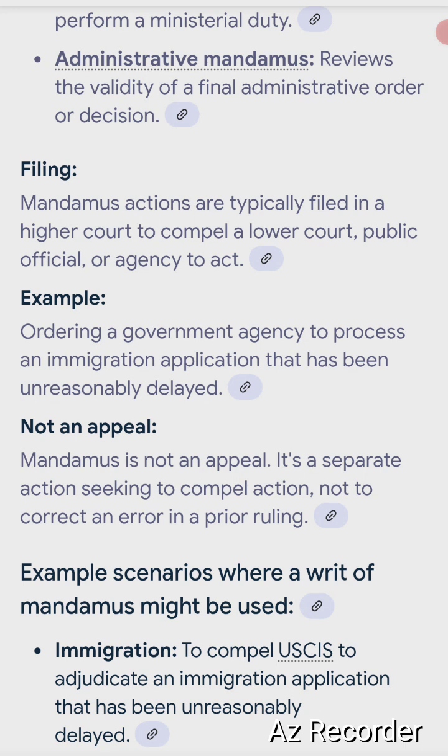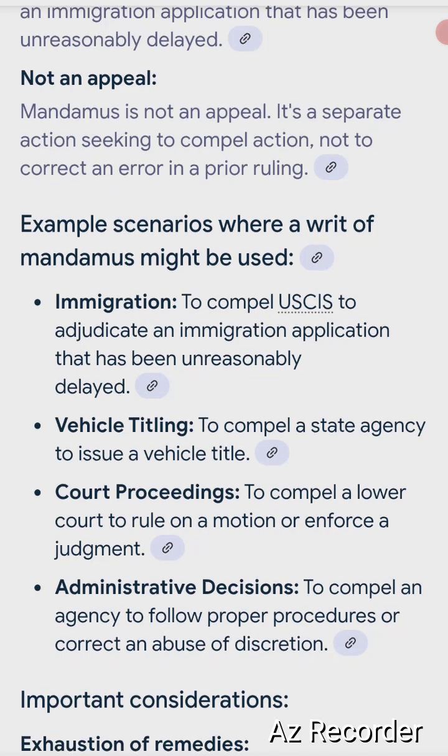Example scenarios where a writ of mandamus might be used. Immigration: to compel USCIS to adjudicate an immigration application that has been unreasonably delayed. Again, you can use the same thing for your regular court case. All right. When you drop your forms, your documents pertaining to your status, and correcting your status and things of that nature, and they're not moving, they're not doing anything, you use this to get them moving. All right. Vehicle titling: to compel a state agency to issue a vehicle title.